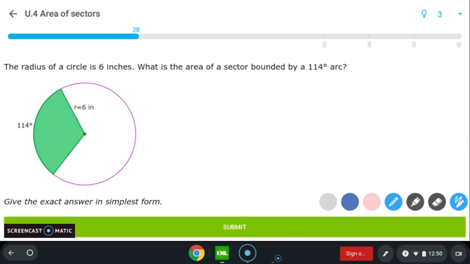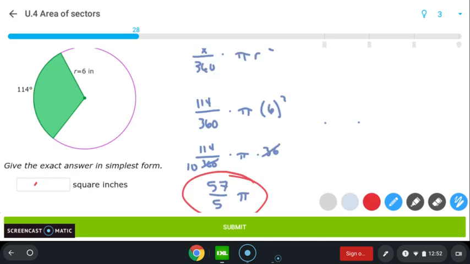Okay, so here they're giving us another similar problem. We'll set it up the same way: x over 360 times pi r squared. So 114 over 360 times pi times 6 squared. And you can go through, kind of simplify that on your own, over 5 times pi.